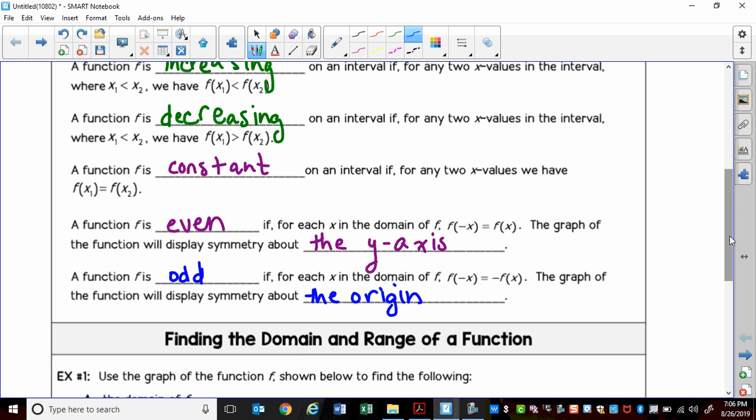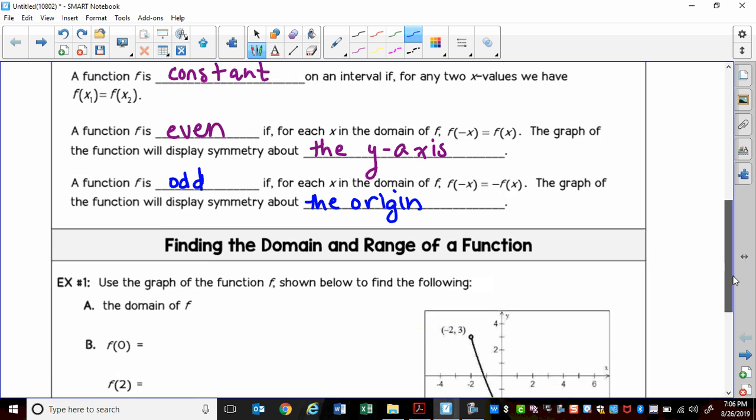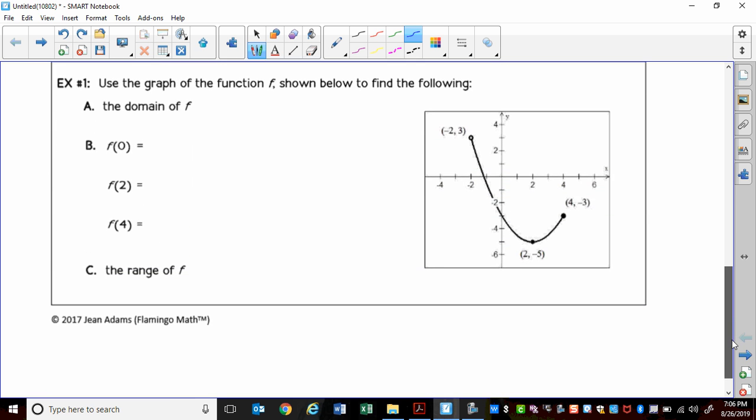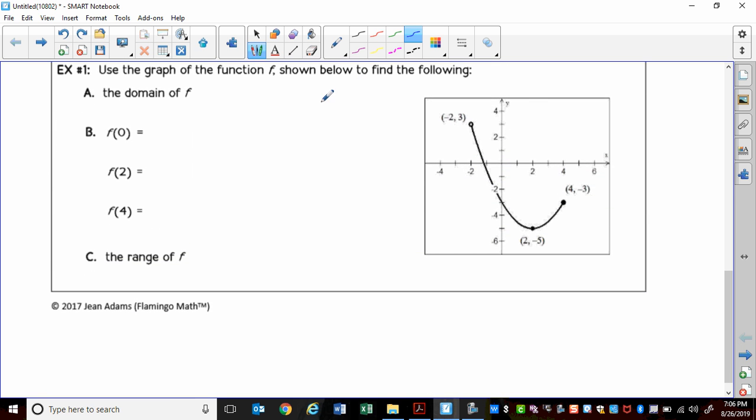So we're going to talk about domain and range of a function. Kind of went over it a little bit yesterday or last class. The graph of the function f shown below, find the following. We're asked to find the domain of f. So it looks like it starts right here at -2, doesn't go to the left of -2. So it's going to start at -2, and it goes up until 4. So we're looking at the x values. The domain are our x values.